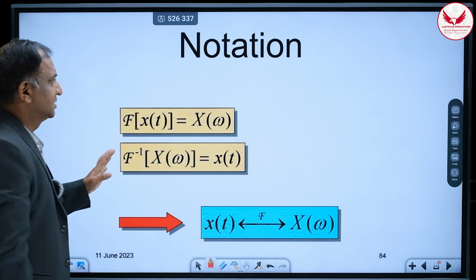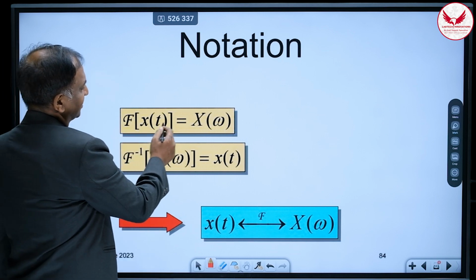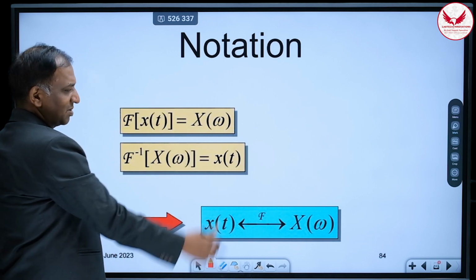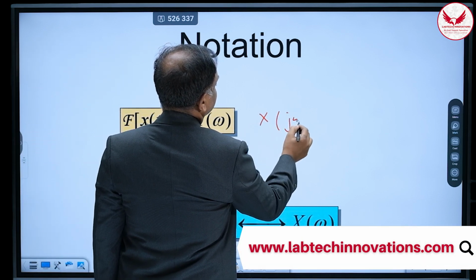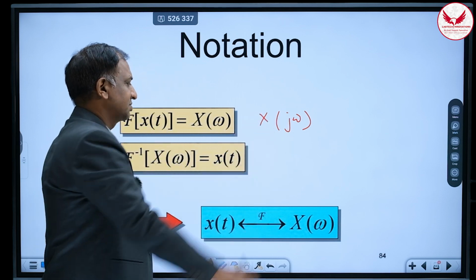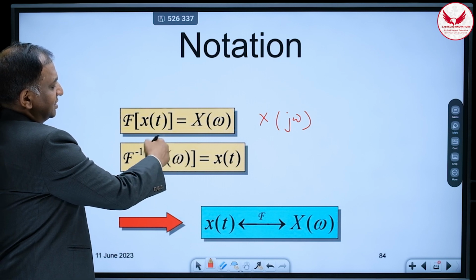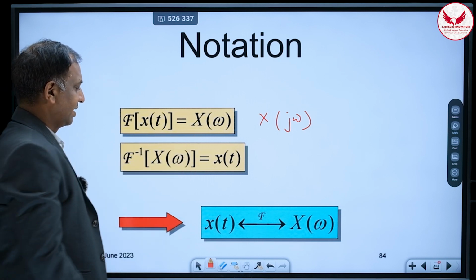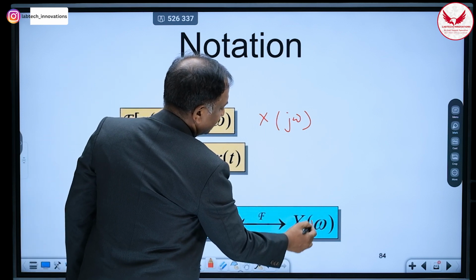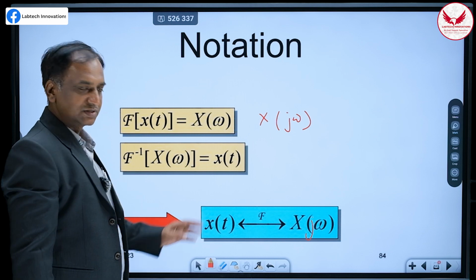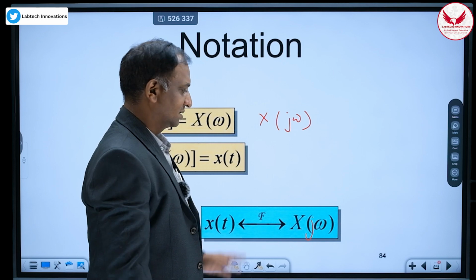This is the notation used for the properties of the Fourier transform: the Fourier transform of x of t is x of j omega. In some books they use x of omega, in some books x of j omega. You can use anything; here we are using x of j omega. The inverse Fourier transform is represented by F inverse, and it gives x of t. In general, x of t and x of j omega form a Fourier pair of each other. It means the Fourier transform of x of t is x of j omega, and the inverse Fourier transform of x of j omega is x of t.